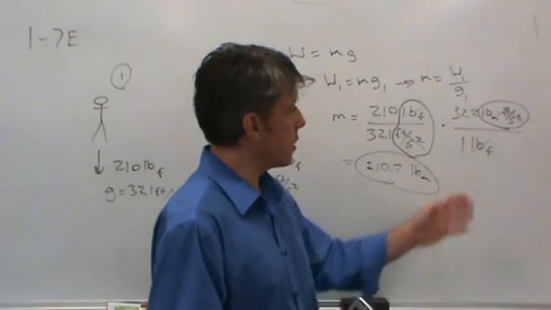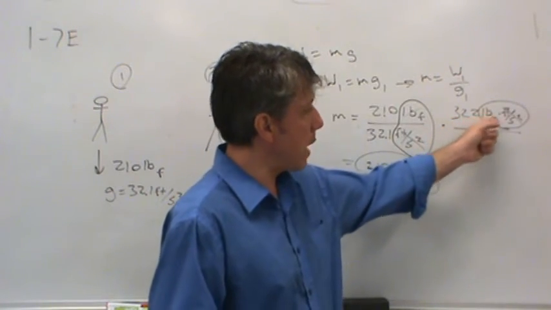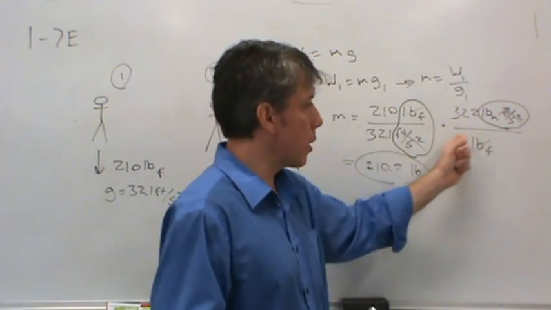But anyway, here's the key. There are 32.2 pound mass feet per second squared per 1 pound force.